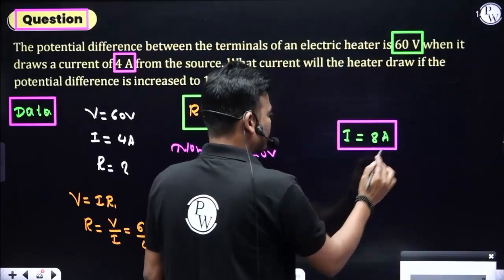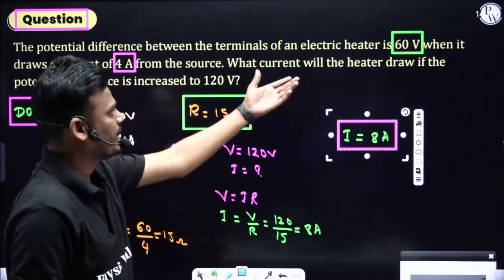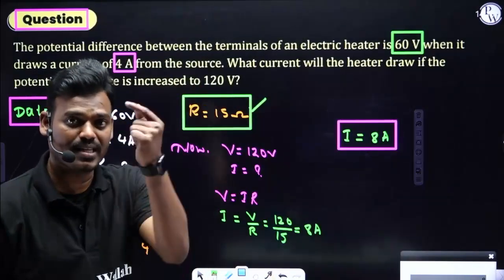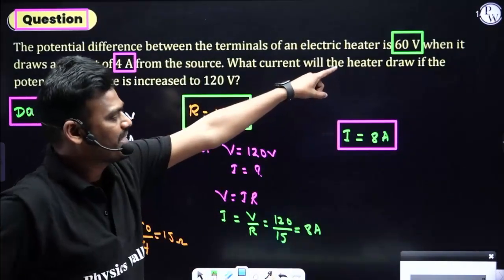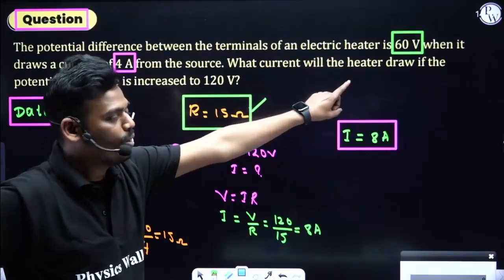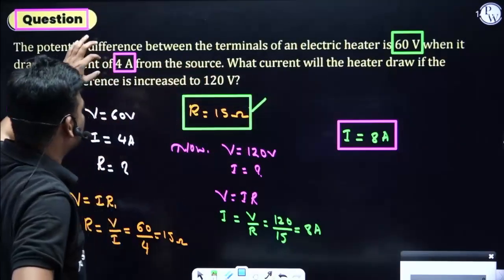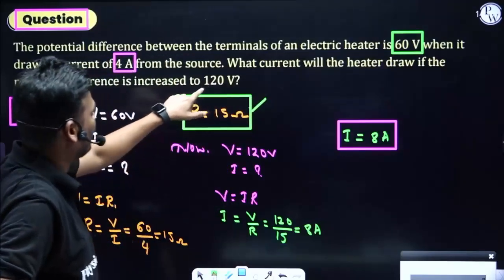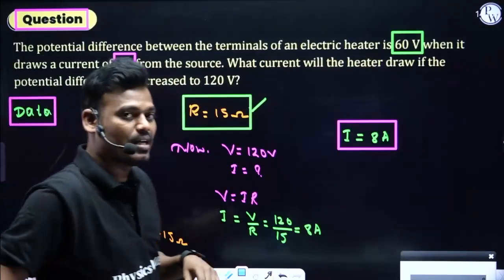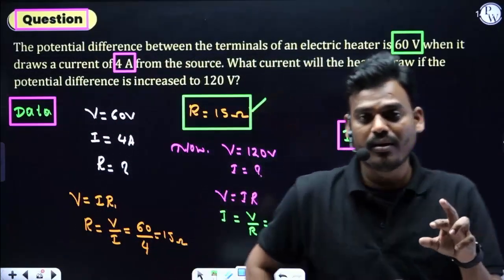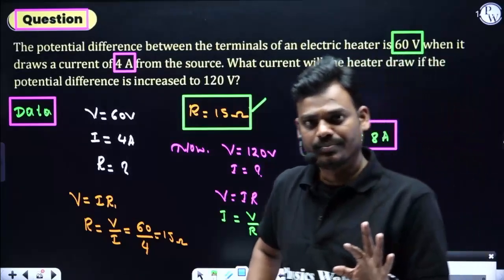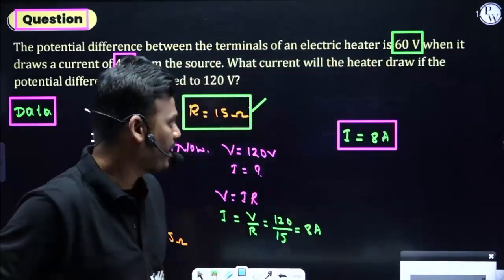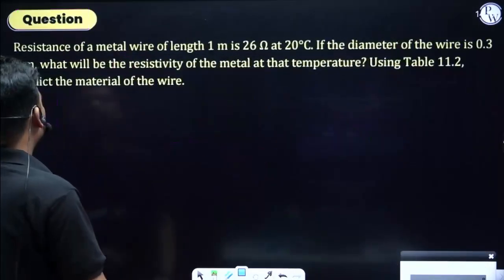If you think logically, you can answer this question within 5 seconds. How? When the potential difference is 60 volt, the current is 4 ampere. If the potential difference is doubled, that is 120, what happens to the current? It is also going to be doubled. Double of 4 is 8. Now let's move on to the next question.